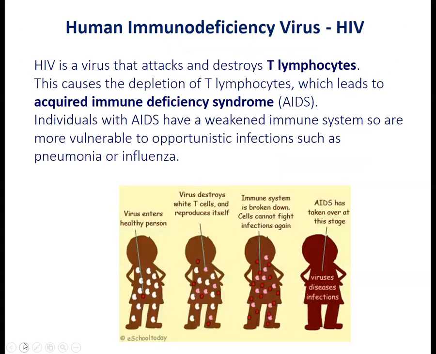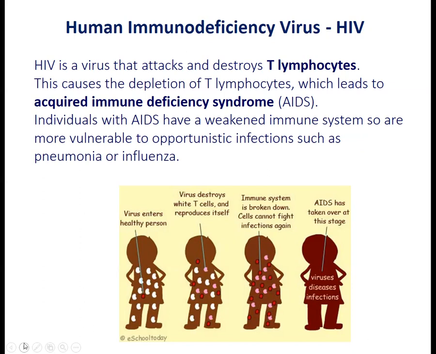The final thing that we need to know about is HIV, human immunodeficiency virus. HIV is a virus that leads to AIDS, or acquired immune deficiency syndrome. HIV viruses in general attack specific cells. The HIV virus attacks and destroys T lymphocytes, and we've seen how important T lymphocytes are in your immune system, in destroying cells that are infected.